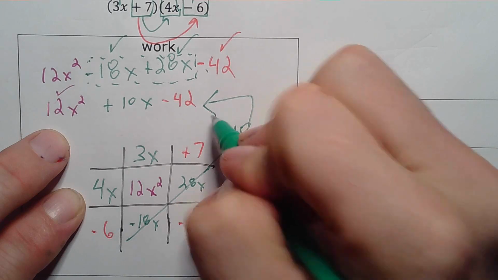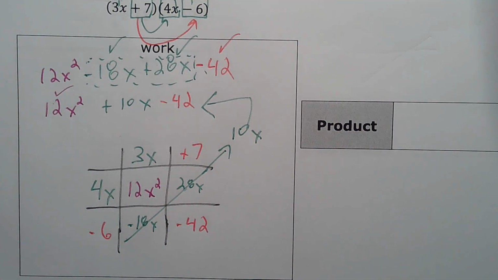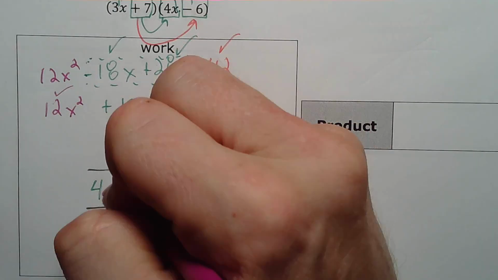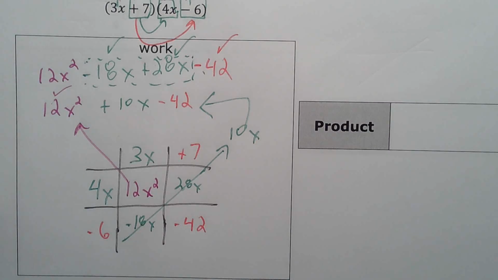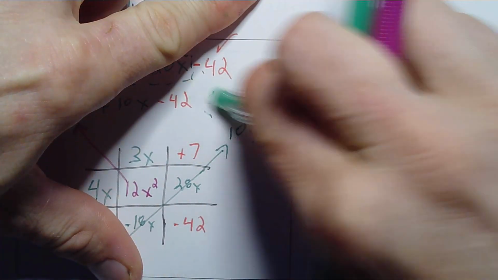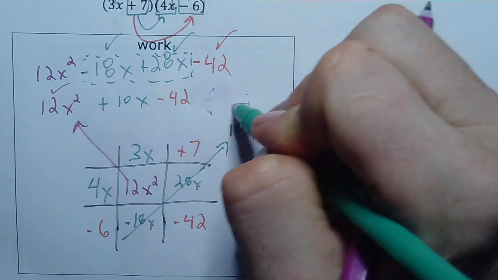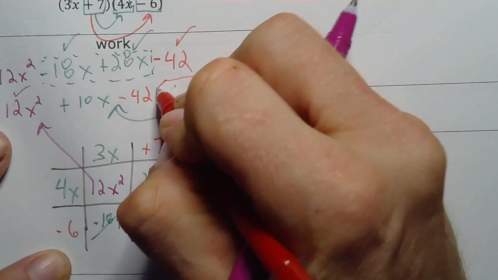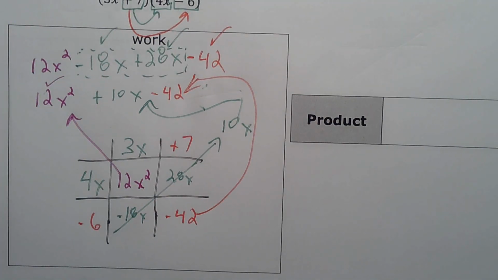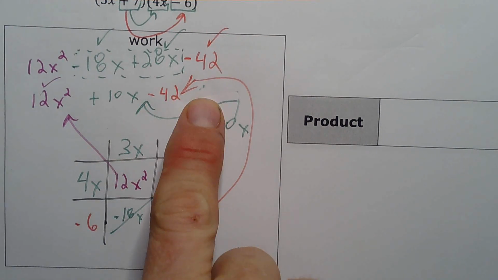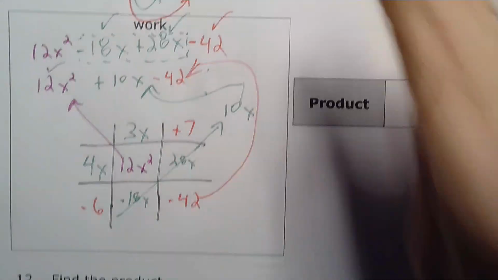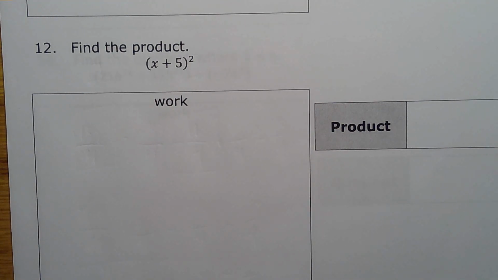So there is your solution. Your 12x squared goes there, your positive 10x goes there, and then your -42 goes there, in standard form. Biggest exponent, second biggest exponent, no exponent. Okay, next one, we have x plus 5 quantity squared.